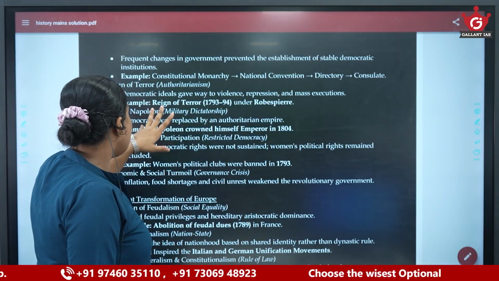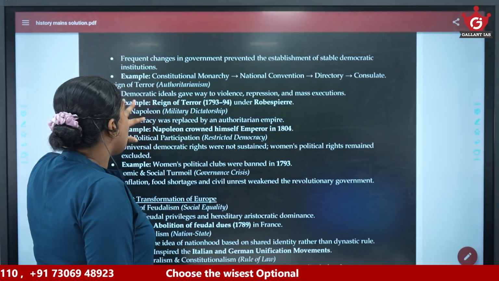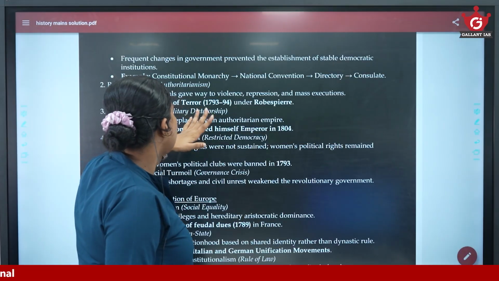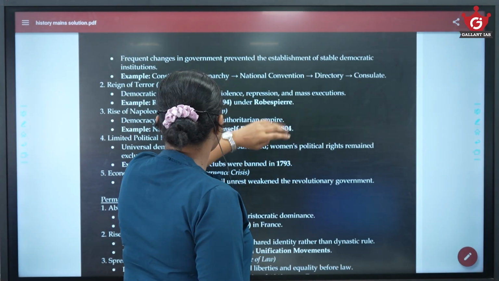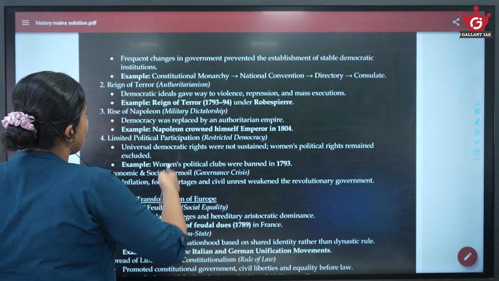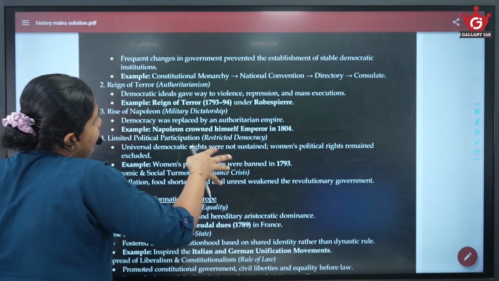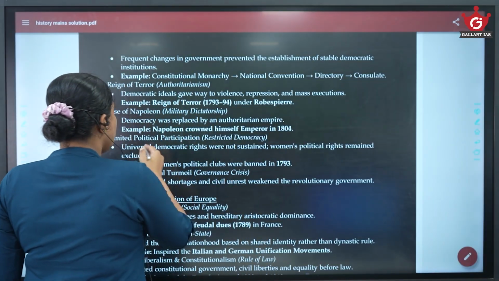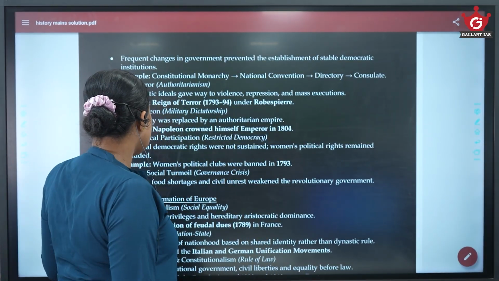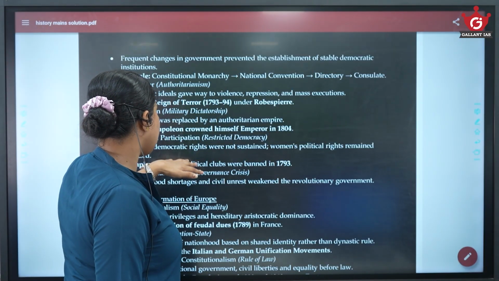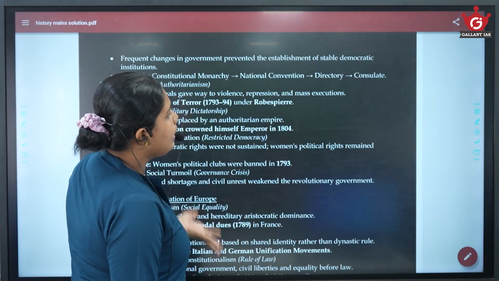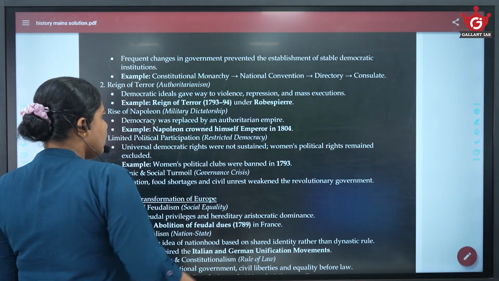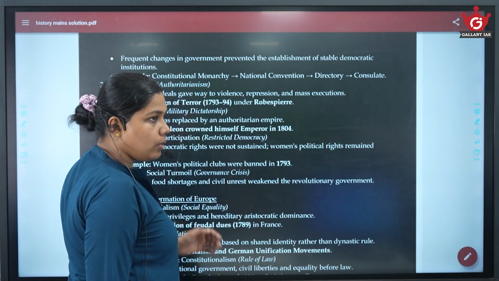Next was the Reign of Terror, that is authoritarianism. Democratic ideas gave way to violence, suppression, etc. You can talk about the Reign of Terror under Robespierre. Then the rise of Napoleon. Democracy was replaced by an authoritarian empire. Napoleon crowned himself emperor in 1804. Then limited political participation. That was restricted democracy. Universal democratic rights were not sustained. Women didn't have those political rights, so women's political clubs were banned in 1793. Don't focus on such years, you just write the content.